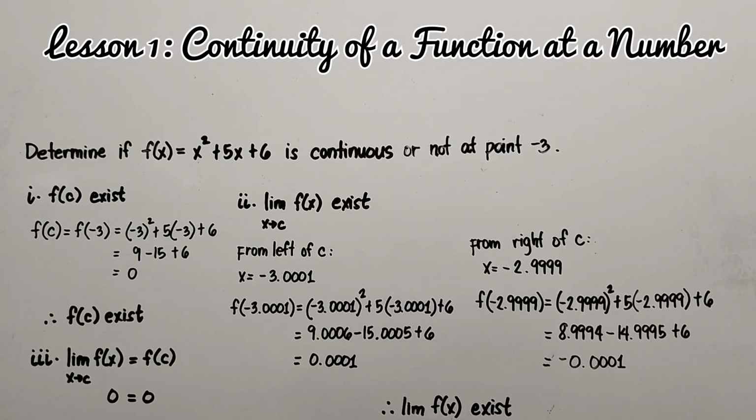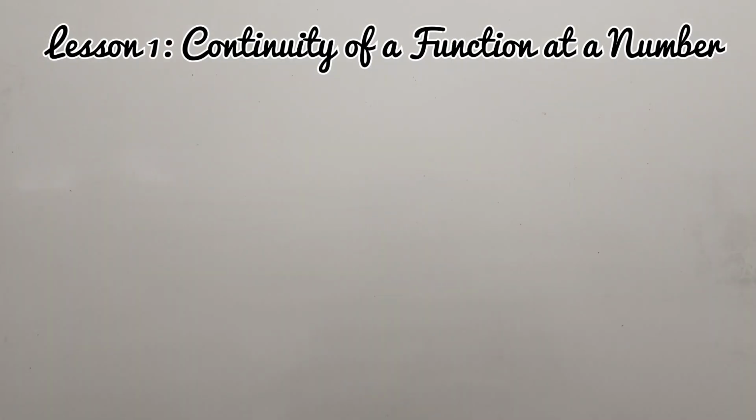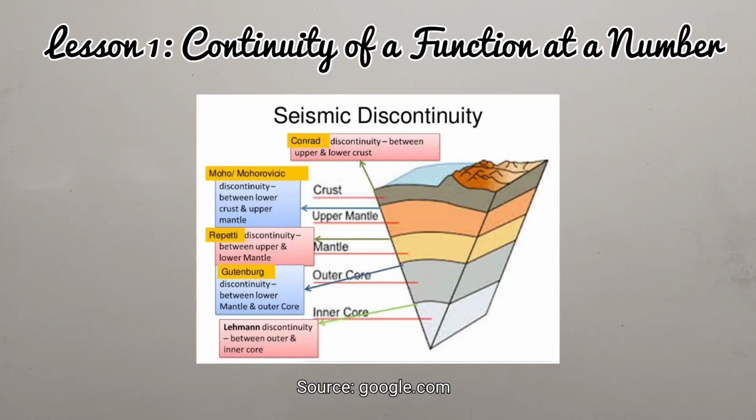And for the third condition, the limit of f of x as x approaches c is equal to 0, and f of c is also 0, so they are equal. Satisfying all the conditions, then we can say that f of x equals x squared plus 5x plus 6 is continuous at point -3.